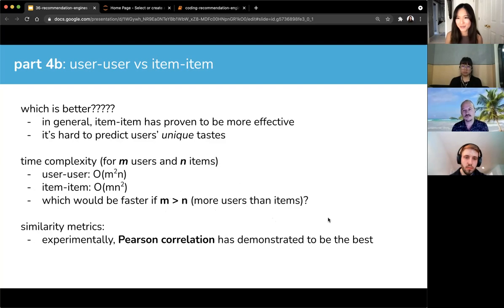Also, another thing experimentally, for some reason, Pearson correlation has been demonstrated to be the best similarity metric. I don't know why either. A bunch of people implemented a bunch of different ones, and Pearson just happens to be the best. But I don't think there's a big difference between using different ones.